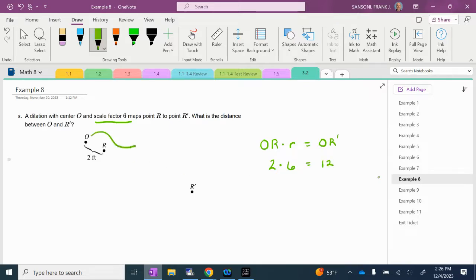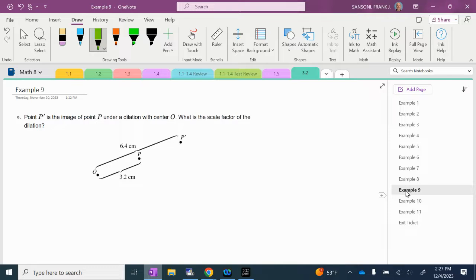They want to know what's the distance from O to R prime, which is 12. It's 2 times 6, right? The original was 2. Don't measure it with your ruler on this one, because they've already given you a preset measurement. They're just giving you the number already. Does that make sense? So then 2 times 6 would be 12.